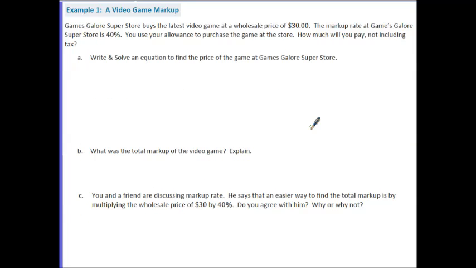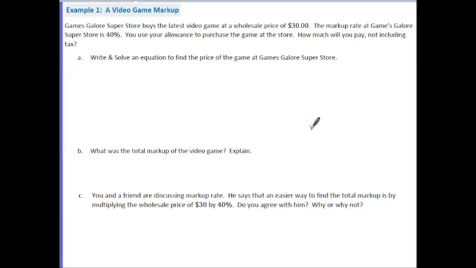Let's start by taking a look at example 1. Games Galore Superstore buys the latest video games at a wholesale price of $30. The markup rate at Games Galore Superstore is 40%. You use your allowance to purchase the game at the store. How much will you pay, not including tax? Write and solve an equation to find the price of the game at Games Galore Superstore.